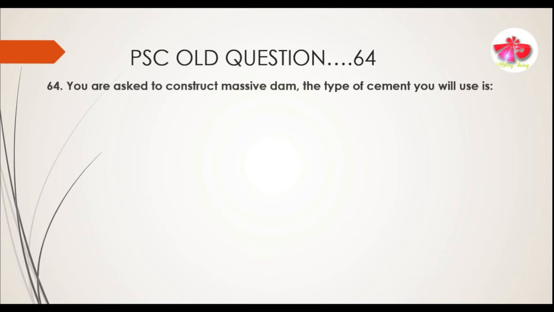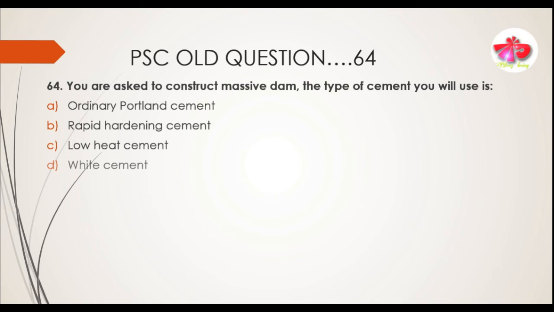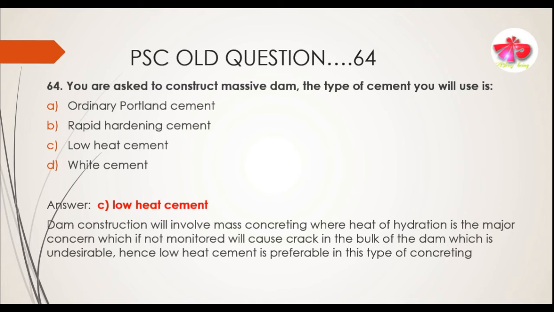Question number 64. You are asked to construct a massive dam. The type of cement you will use is option A ordinary Portland cement, option B rapid hardening cement, option C low heat cement, and option D white cement. So friends, if you are asked to construct a massive dam, the type of cement you will use is low heat cement, isn't it? Dam construction will involve mass concreting, where heat of hydration is the major concern, which if not controlled will cause cracks in the bulk of the dam, which is undesirable. Hence low heat cement is preferable in this type of concreting.